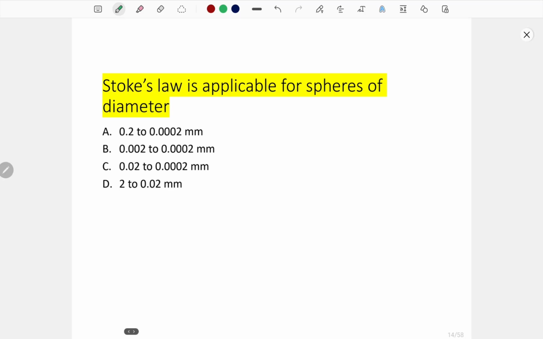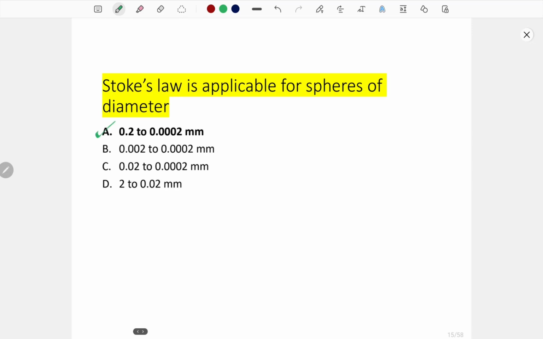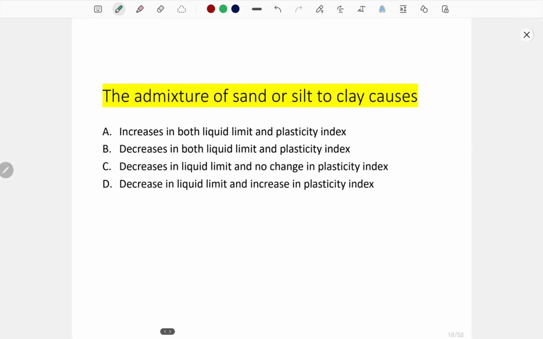Stokes law is applicable for spheres of what diameter? Stokes law is applicable for particles which range between 0.2 to 0.0002 mm. So A will be our right answer. The liquid limit exists for, basically, liquid limit will be available for clay soil. So D will be our right answer. Clay is our right answer. The admixture of sand or silt to the clay causes, it means we need to add sand or silt in the clay, a decrease in both liquid limit and plastic limit. Okay, so basically it decreases liquid limit and the plasticity index, not plastic limit, sorry about that.